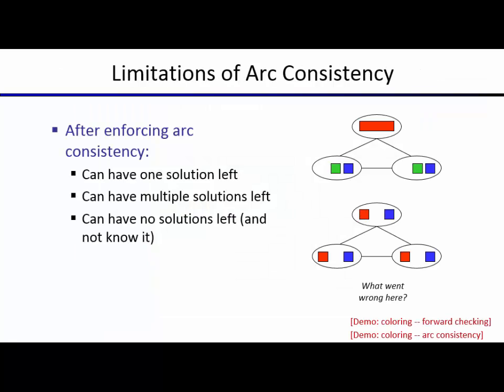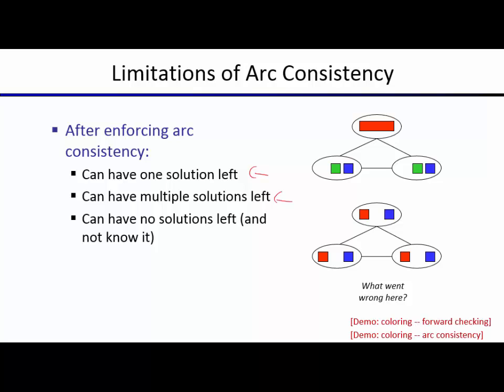All right, so that's how this operates. What are some limitations? What happens if you run arc consistency? After you do a full run and every arc is consistent, there are a few possibilities. The first possibility is that you have only one solution left. What does that mean? Every variable has only one value left. If that's the case, you found the solution, because all your constraints are satisfied, that's what it means to be arc consistent. Every variable has only one value, so you discovered a solution.